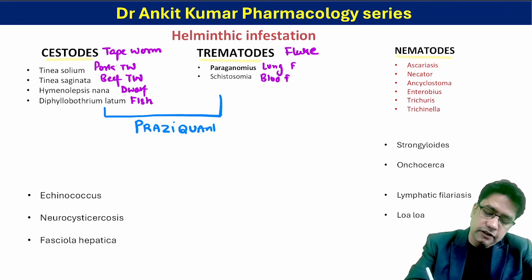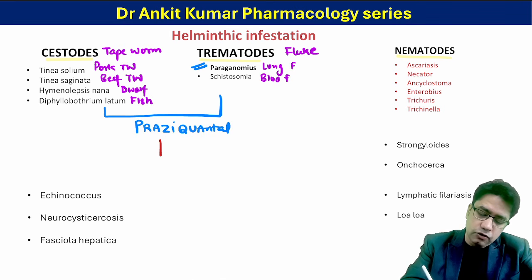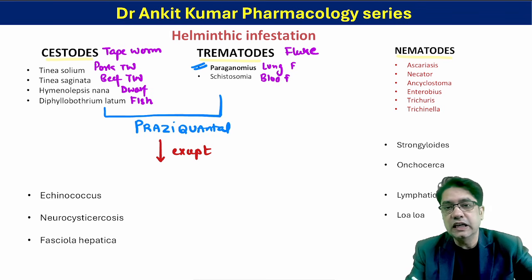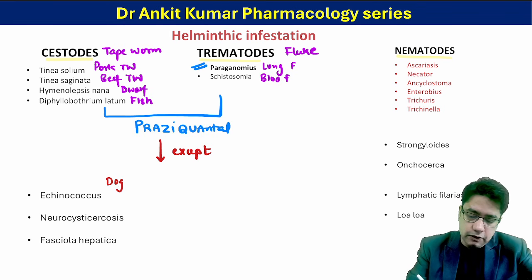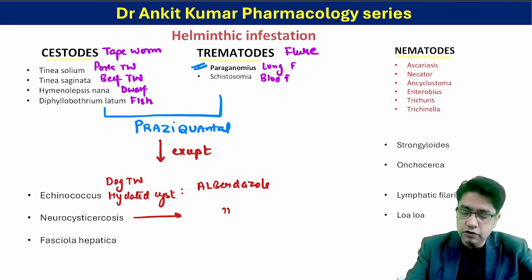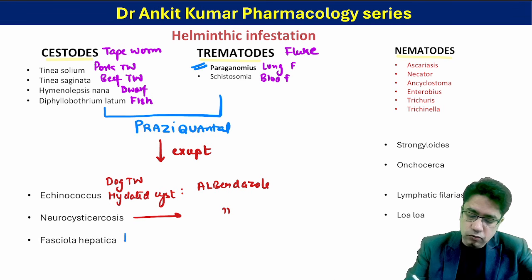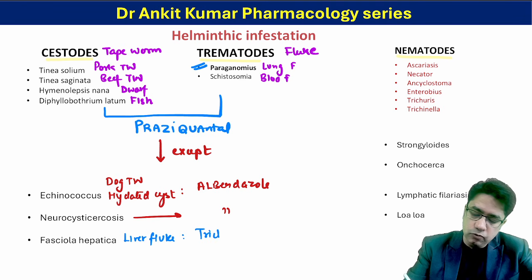In this question Paragonimus was asked, but there are certain exceptions to this rule. Exceptions among cestodes and trematodes are Echinococcus, also known as dog tapeworm, which causes a disease known as hydatid cyst. Here the preferred drug is not praziquantel. Here we have albendazole as the drug of choice. And the same albendazole is the drug of choice for neurocysticercosis. Lastly, Fasciola hepatica, known as liver fluke, and here the drug of choice is triclabendazole.